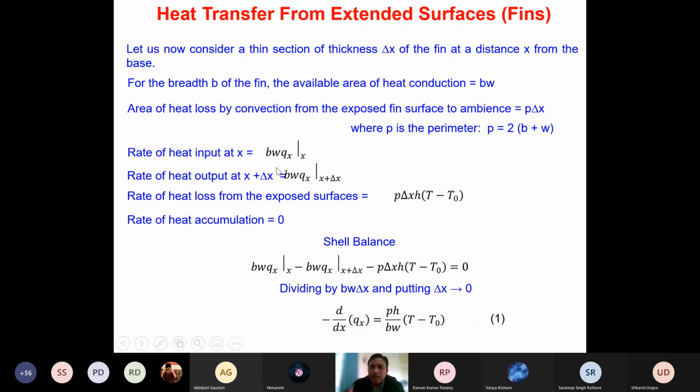So now rate of heat input we have obtained, rate of heat output we have obtained. Again, there is a rate of heat loss also taking place to the ambient, isn't it? From the exposed surface, isn't it? So that will be given by what? This area P delta X into heat transfer coefficient h, multiplied by delta T, isn't it? So T minus T naught. So T is the temperature at any location X, isn't it? So this is nothing but h A delta T. Do you all agree?